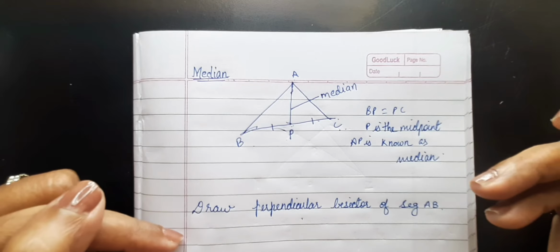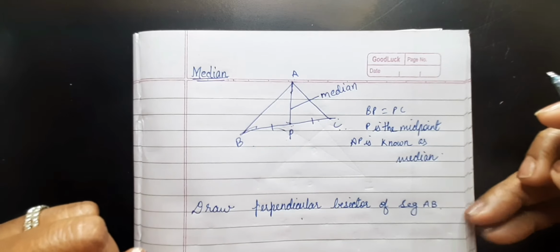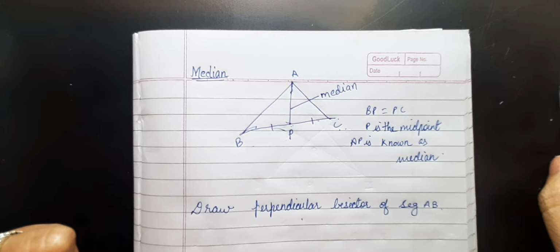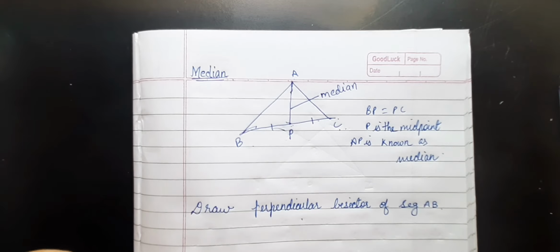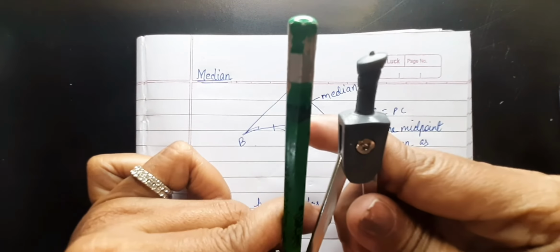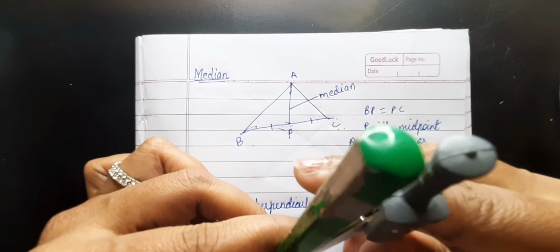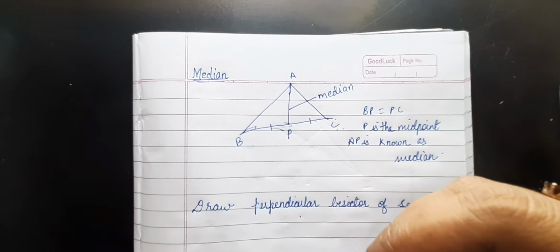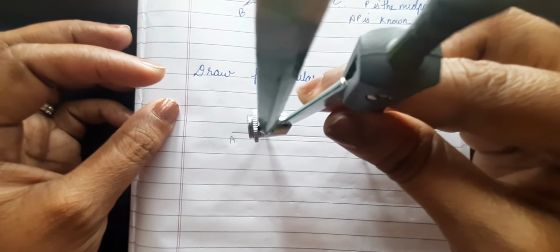By drawing the perpendicular bisector of segment AB. Now, I don't know what the length of AB is. So first we will draw the perpendicular bisector and then we are going to measure the length of AB and the two sections of the segment AB. Now to draw the perpendicular bisector, what do I have to do? I have to take more than half of it. By mere observation, you can take more than half of it.